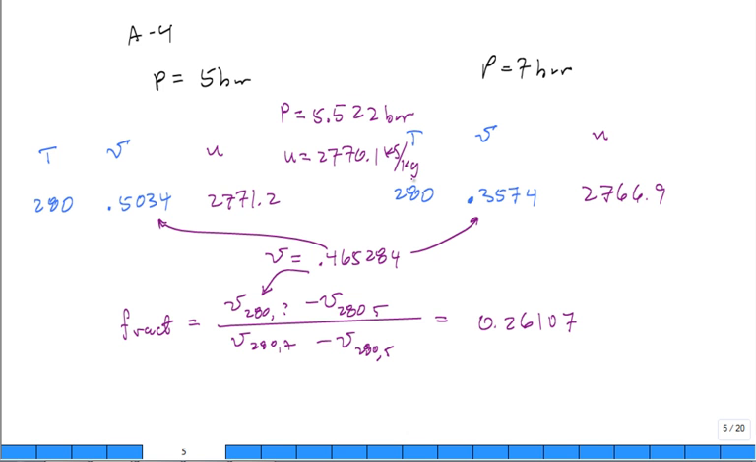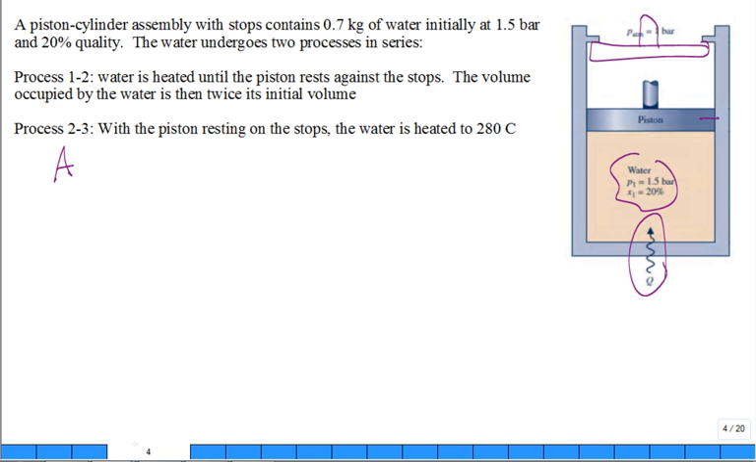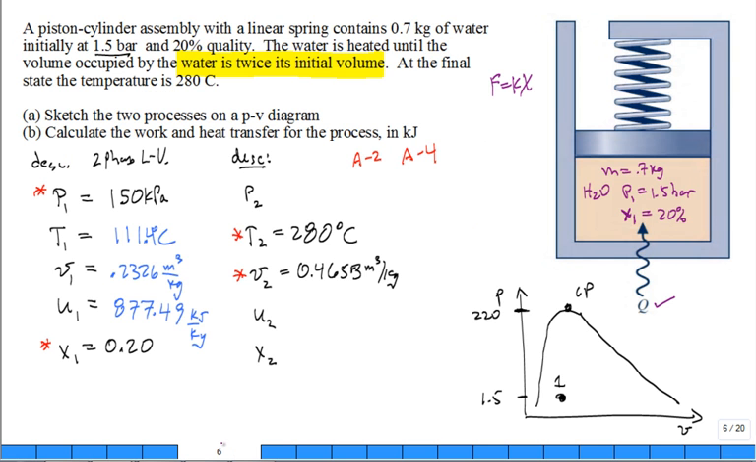So now let's go back to where we were. Oops, not there. We're right here. And let's say this is superheated vapor at 5.52 bar, and the internal energy, 2770.1 kilojoule per kilogram. And what about the quality at state 2? NA. What's NA mean? It's not applicable. The quality is only a property defined in the two-phase region. This is a superheated region.